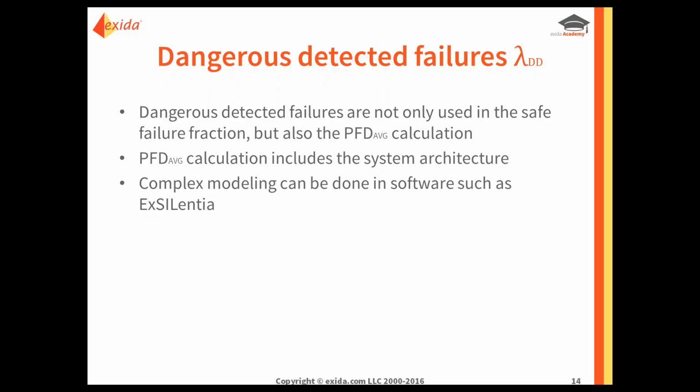Dangerous detected failures are not only used in the safe failure fraction, which we'll take a look at later, but they're also used in the PFD average calculation. And this calculation has 9 key variables, but it has a lot of different inputs that includes the dangerous detected failures. It includes the system architecture, and you can do all of these calculations using modeling software such as Excellentia. We're actually going to take a look at a quick example using Excellentia later today as well, so you know exactly how Excellentia can help you with both the dangerous detected and the safe failure rates.